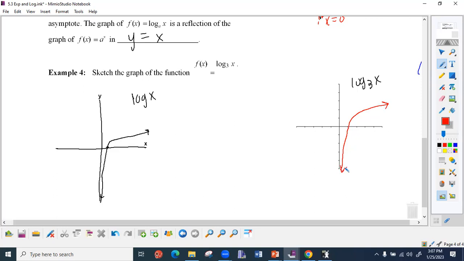All right. Again, remember logs and exponents are related. When I have the log of something, I'm saying 10 to what power is this? Or 3 to what power is this? That argument is what I'm trying to define. All right, that concludes.